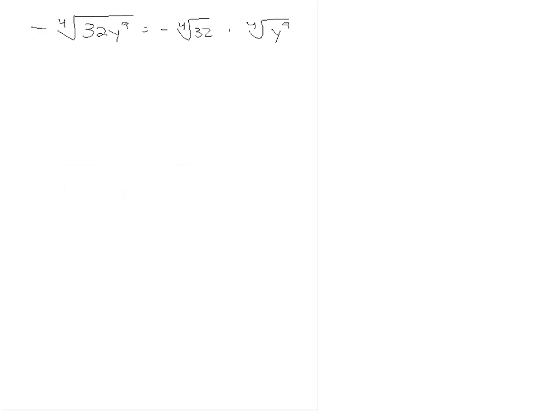Okay? 32, think about perfect fourths. 1 times 1 times 1 times 1 is 1. 2 times 2 times 2 times 2 is 16. And 3 times 3 times 3 times 3 is 81. Does 16 divide evenly into that? Yes, it does. So I have the opposite, the 4th root of 16 times 2, which means the 4th root of 16 times the 4th root of 2. This makes the 4th root of 16, which is 2, so -2, with the 4th root of 2 left over.